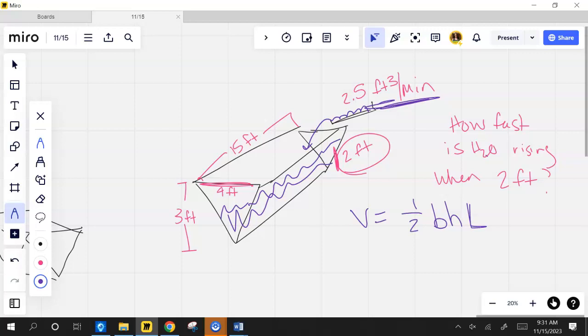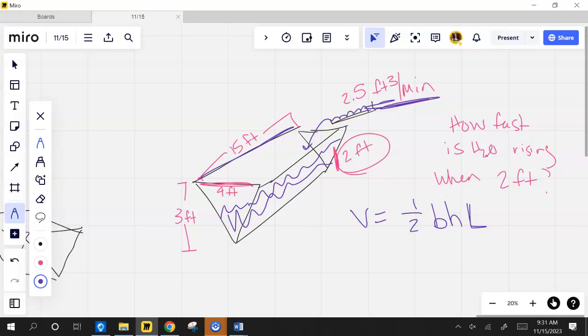That's the length. So this length here, right? Because the area of the triangle times the height. Think about it standing up on its side. Remember I told you area times height. Does that make sense? So the area of the triangle times how high it is will give you the volume.